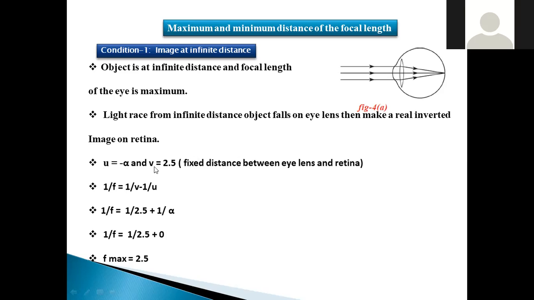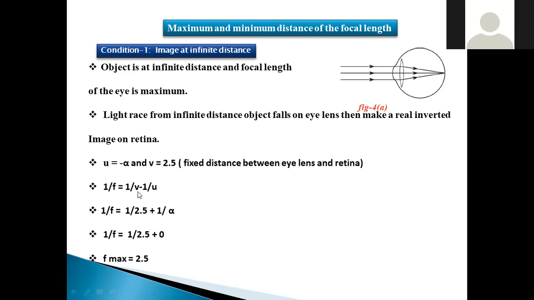So the fixed distance between the retina and the eye lens is denoted as V, and the object distance from the human eye is denoted as U. So this U value will be minus infinity. V value is fixed, 2.5. In order to calculate the focal length, the formula will be 1 by F is equal to 1 by V minus 1 by U. F stands for focal length, V is the distance between the eye lens and retina, U is the distance between the object and the eye, right?